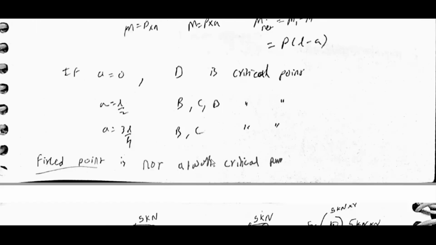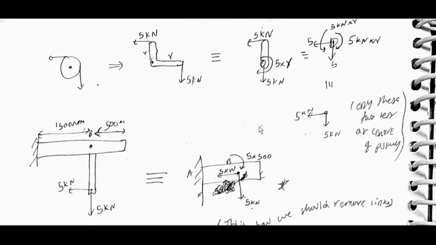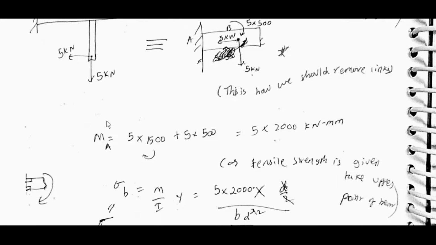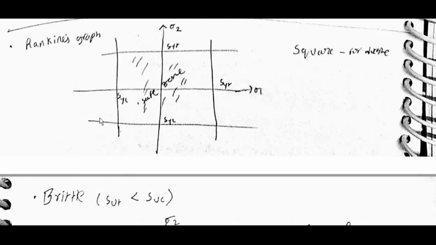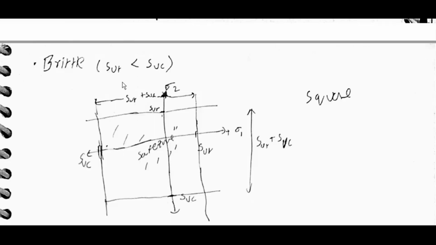Fixed point is not always critical point. Put all loads, then decide. Rankine's graph is a square for ductile material: SYT, sigma 1, sigma 2, SYT, SYC, SYC, SYT. Brittle material is also a square only, but here SYT, SYT line, SUC, SUC line.